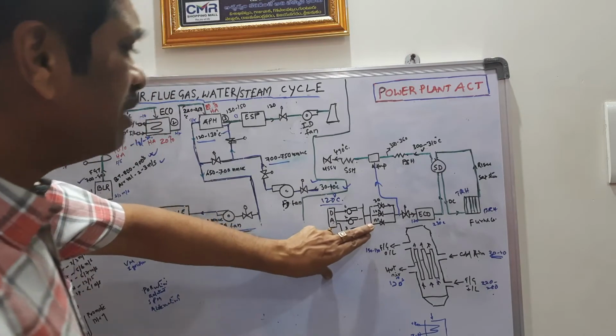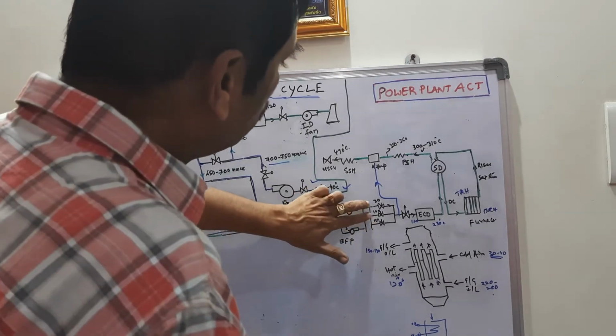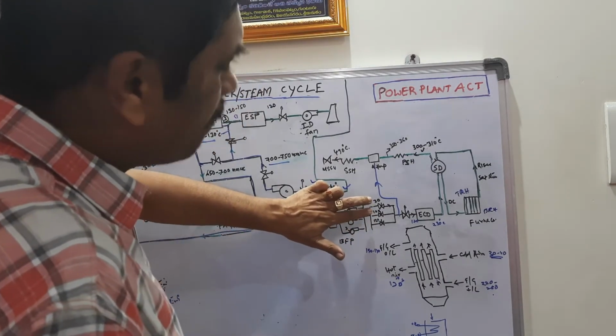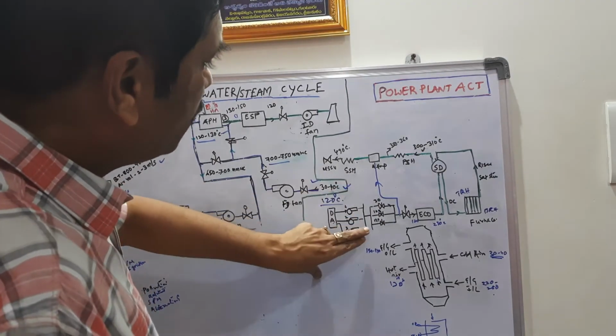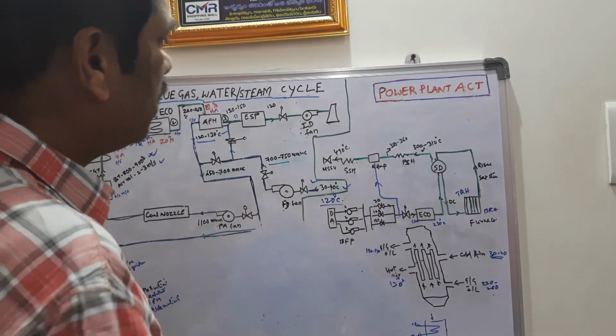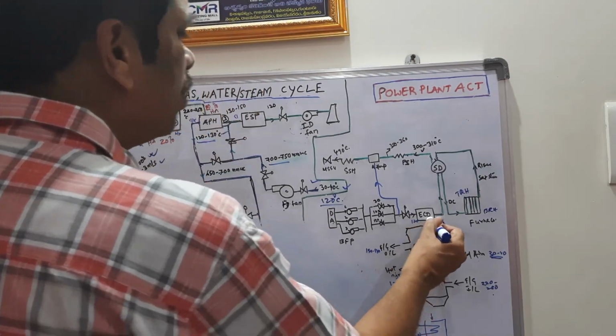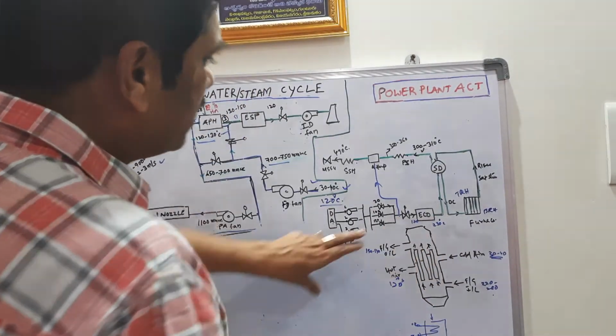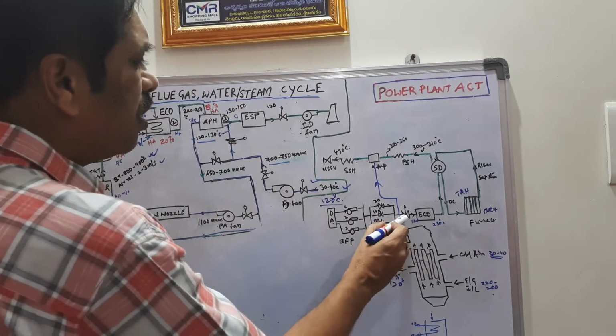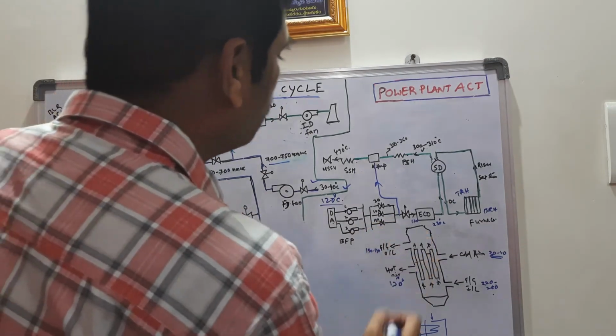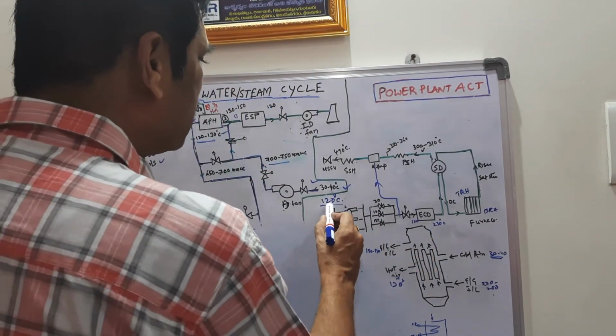And the third one is bypass. When these two valves are not operable, when there is a problem, then this bypass valve is going to be operated. Then it enters the economizer. Before that, there is a control valve called the economizer inlet valve.